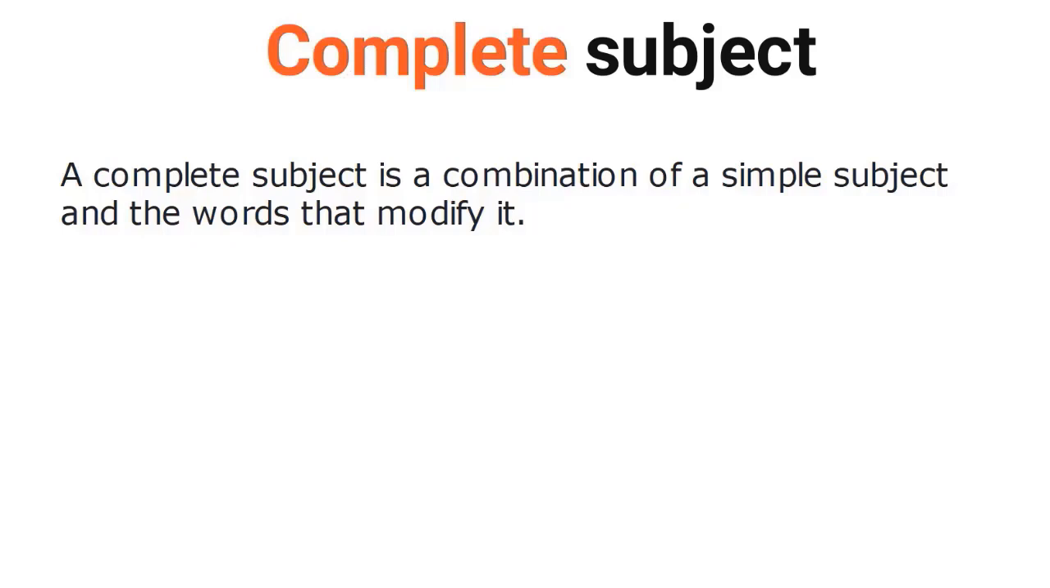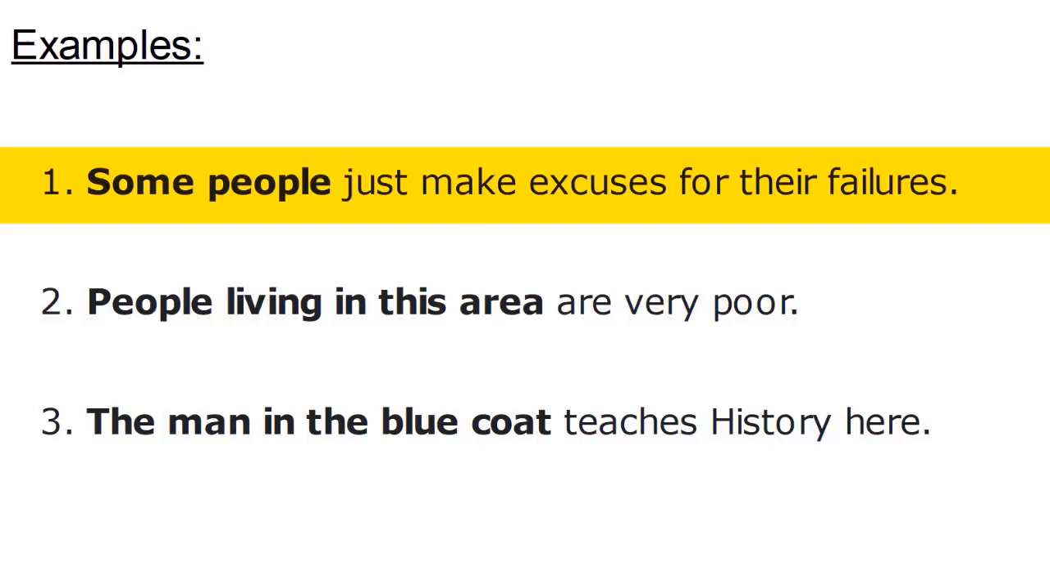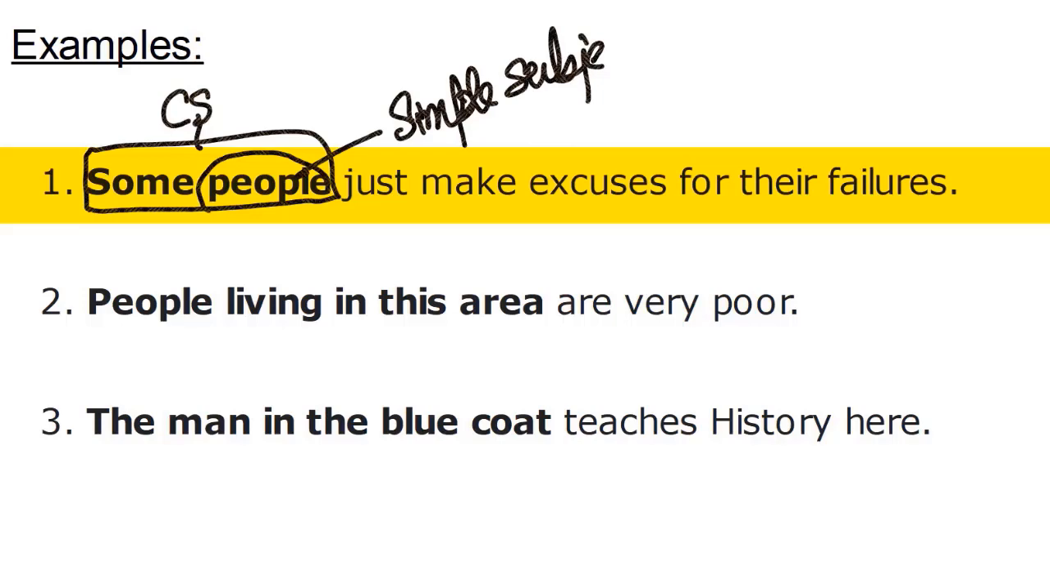Example number one: some people just make excuses for their failures. Some people, and they really do. Some people just make excuses for their failures. So here, some people is your complete subject, CS, let's just call it CS, where people is your simple subject, one word subject. And some people is your complete subject because some is a modifier, which is giving information about people. Some people just make excuses for their failures.